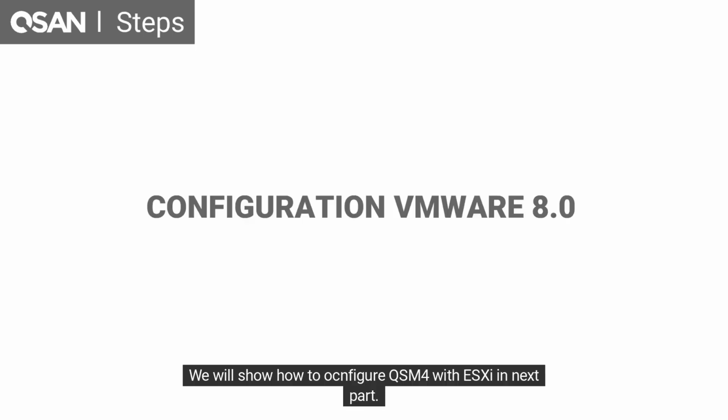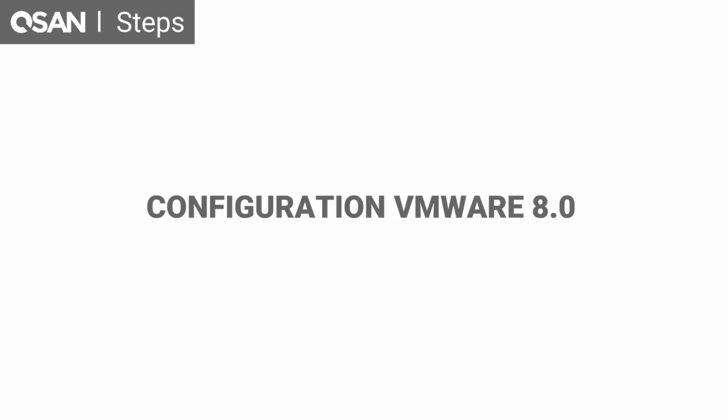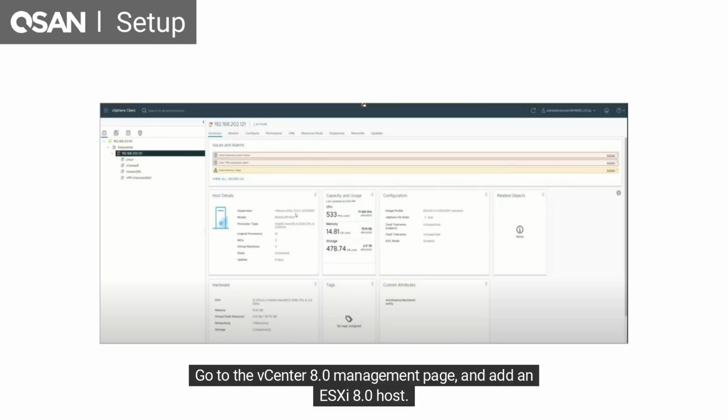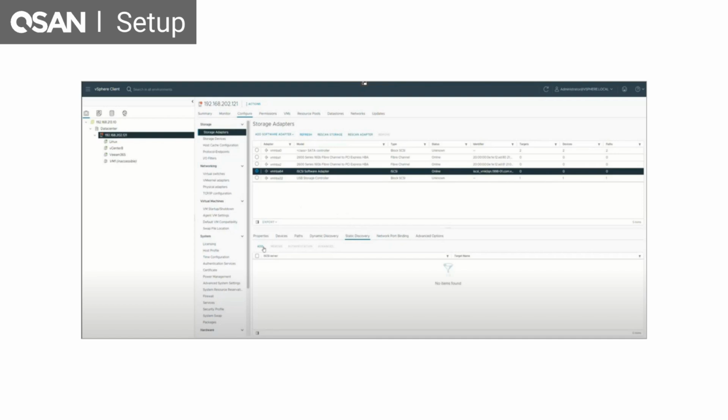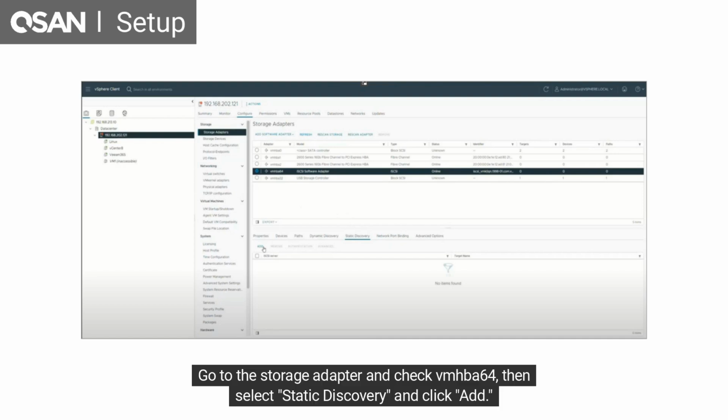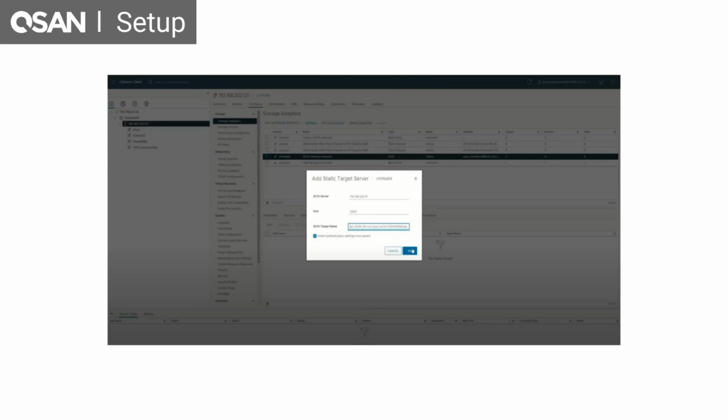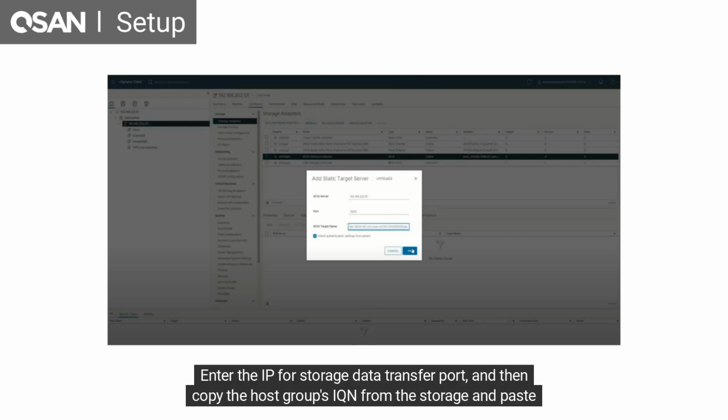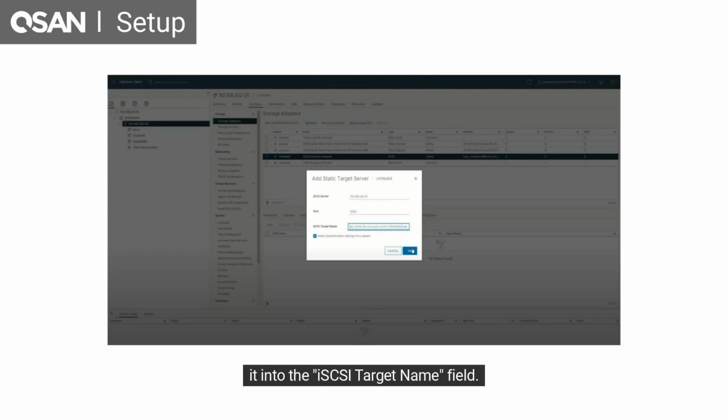We will show how to configure QSM4 with ESXi in the next part. Go to the vCenter 8.0 management page and add an ESXi 8.0 host. Go to the storage adapter and check vmhba64, then select Static Discovery and click Add. Enter the IP for the storage data transfer port, and then copy the host group's IQN from the storage and paste it into the iSCSI target name field.